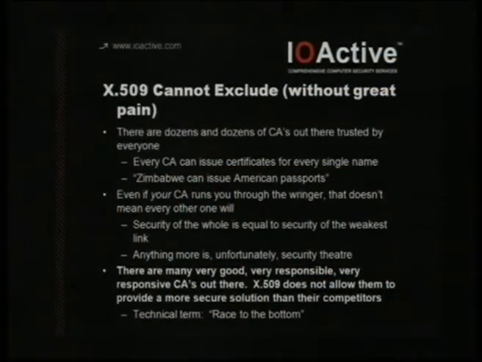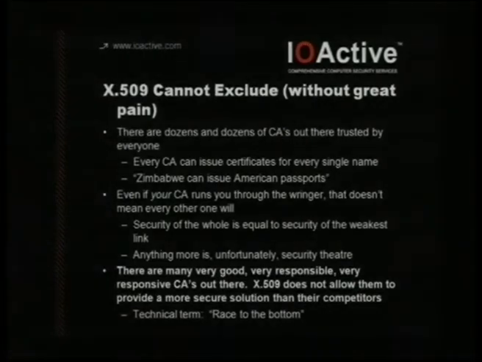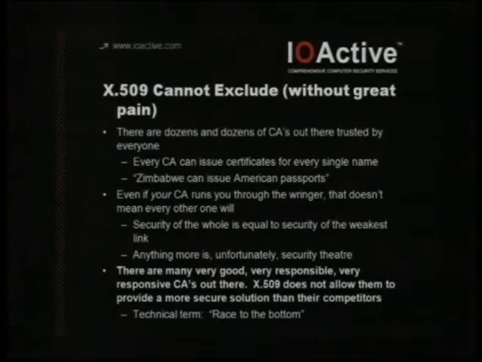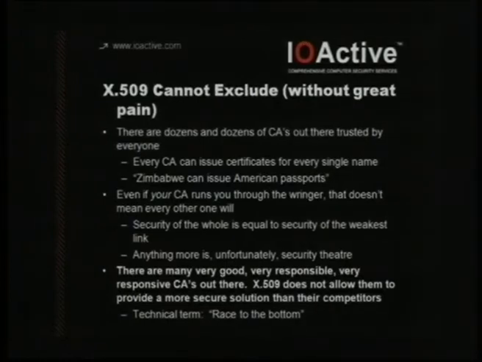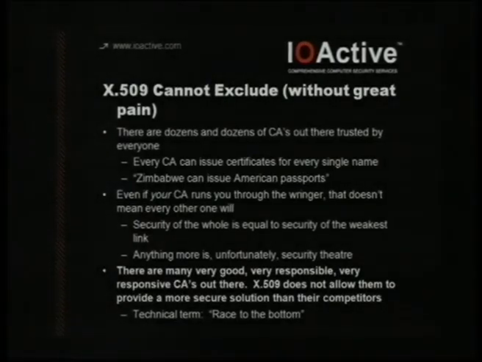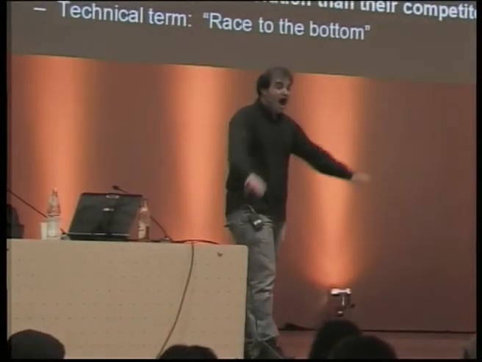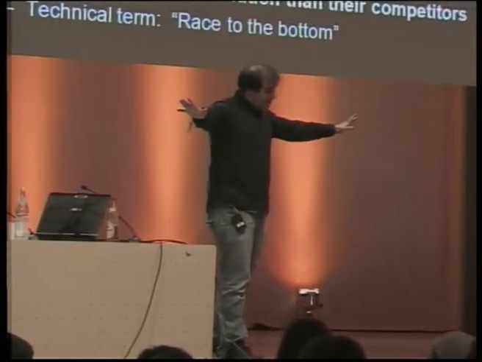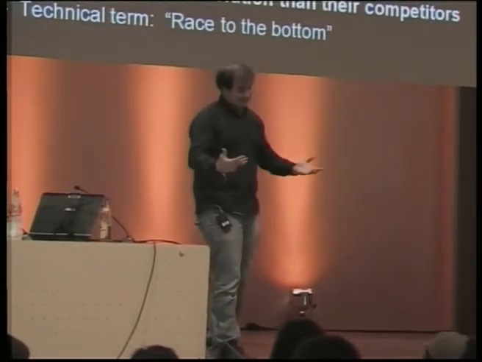because there's no exclusion. There are dozens and dozens of certificate authorities out there that are trusted by the browsers. Every certificate authority can issue names that every other certificate authority is issuing names for as well. So if you get a certificate from Super Paranoid Guy, that's nice. The bad guy just goes to Jim's Certificate Shack. This is the direct equivalent of Zimbabwe being able to issue American passports. I'm not saying I don't like Zimbabwe, but it's not a good idea.